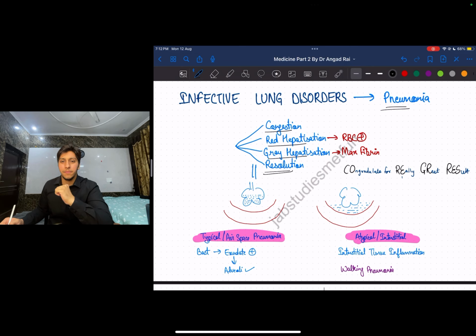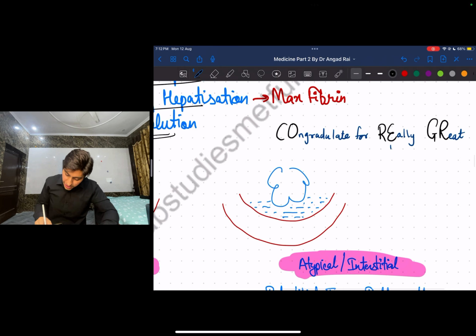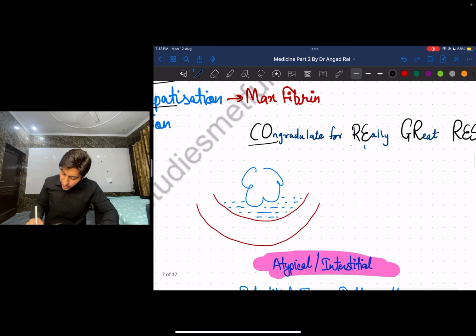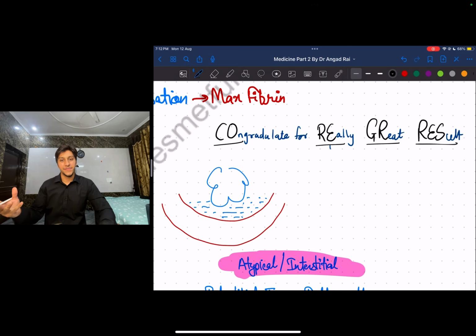Now, how do you remember this? After studying for a very hard time with proper dedication, when you get 200+ marks in your examination, I am going to congratulate you for really great results. So remember this mnemonic: congratulate for really great results. Congratulate gives you congestion, then really is for red hepatization, great is for gray hepatization, and results, RES, is resolution. Okay?